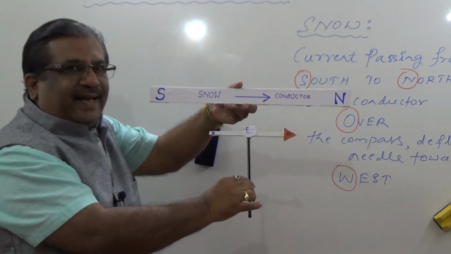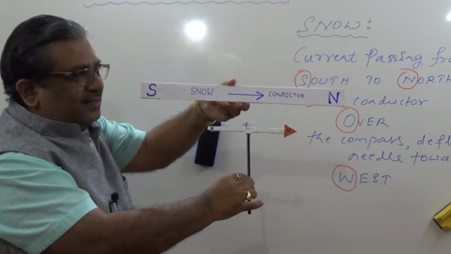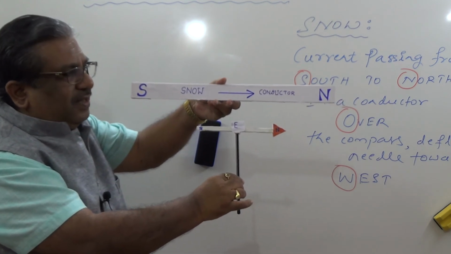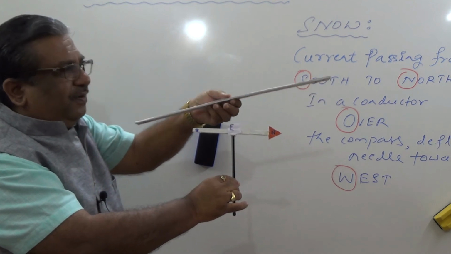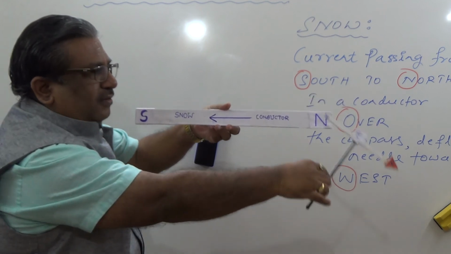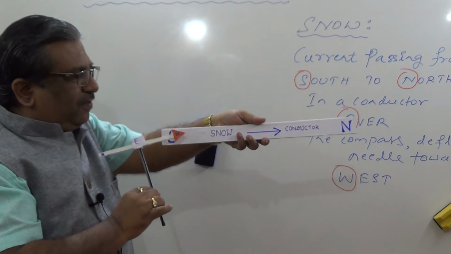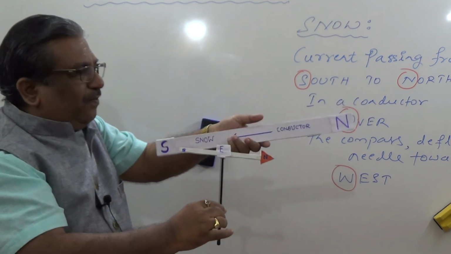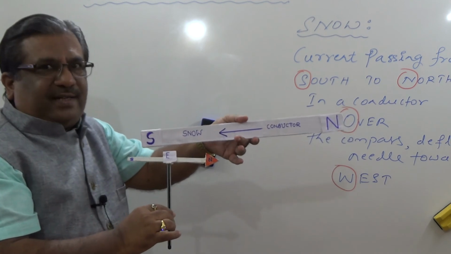Can we change the direction of the current in the conductor now? It is in switch off condition. Both are like this. Can we switch off and change the direction of the current in the conductor? Yes. Let me flip. Yeah, check now. The current is moving from north to south. Correct? Earlier the current was flowing from south to north, and now it is moving from north to south because I have changed the battery terminals.